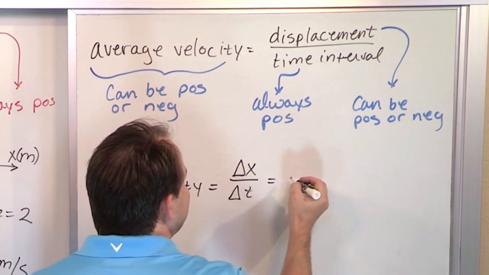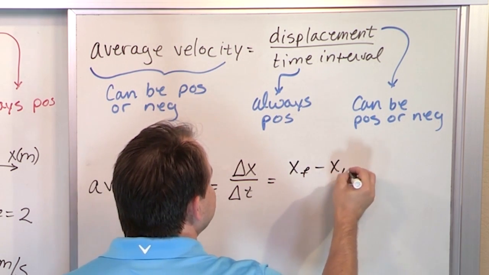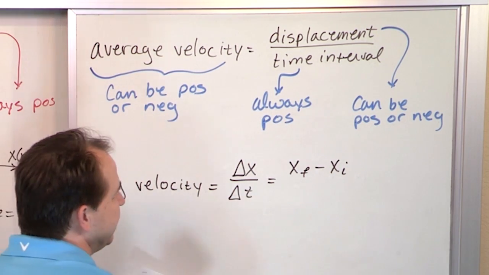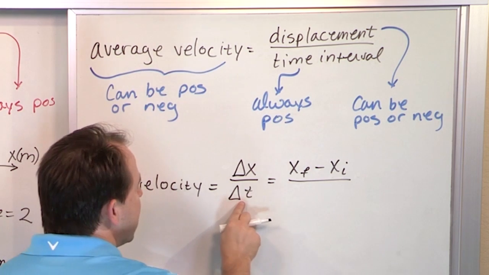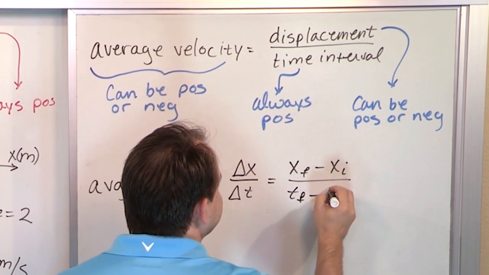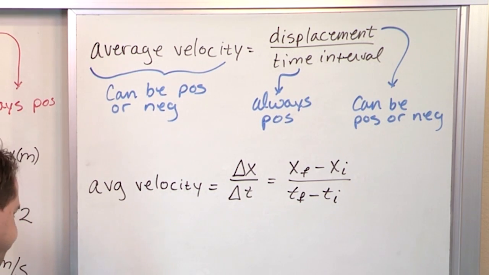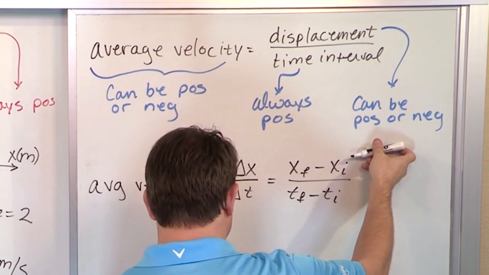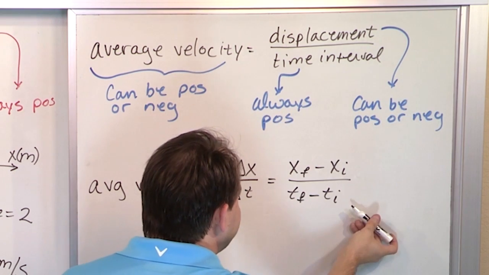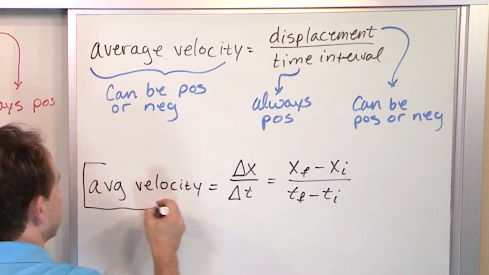Okay. So if you want to spell it out even more, on the top it'll be the final value of position minus the initial value of position. Remember I said that's what delta x was always equal to, final minus initial. On the bottom, it'll be the final value of time minus the initial value of time. All right? So this is change in x, final minus initial. This is change in t, final minus initial. So this is important. I'll circle that.